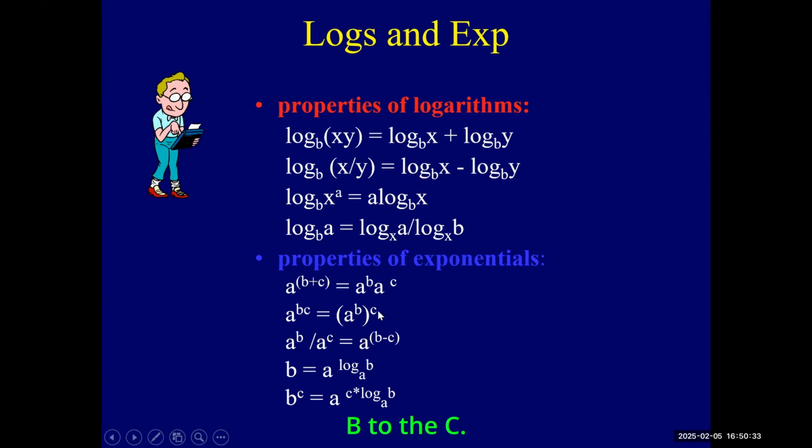(a^b)^c. Well, I've got a^b, and then a^b, and a^b. How many a's do I have? Well, I've got b of them, and then b of them, and b of them. I've got c groups of b. So I've got b times c of them.